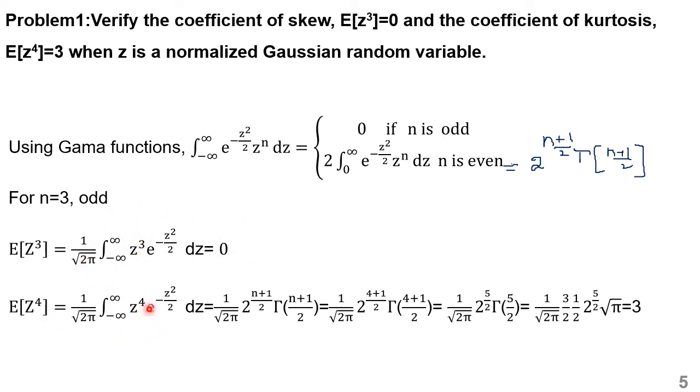When n value is even, that is Z to the power 4, in this case we can write this as 1 divided by root 2 pi 2 to the power (4 plus 1) by 2 gamma of (4 plus 1) by 2, that is 2 to the power 5 by 2 gamma of 5 by 2. When we simplify this further, we know that gamma of 5 by 2 is given as 3 by 2 into gamma of 3 by 2, that is half into gamma of half, that is gamma of half is root pi. So therefore you get the answer as 3.